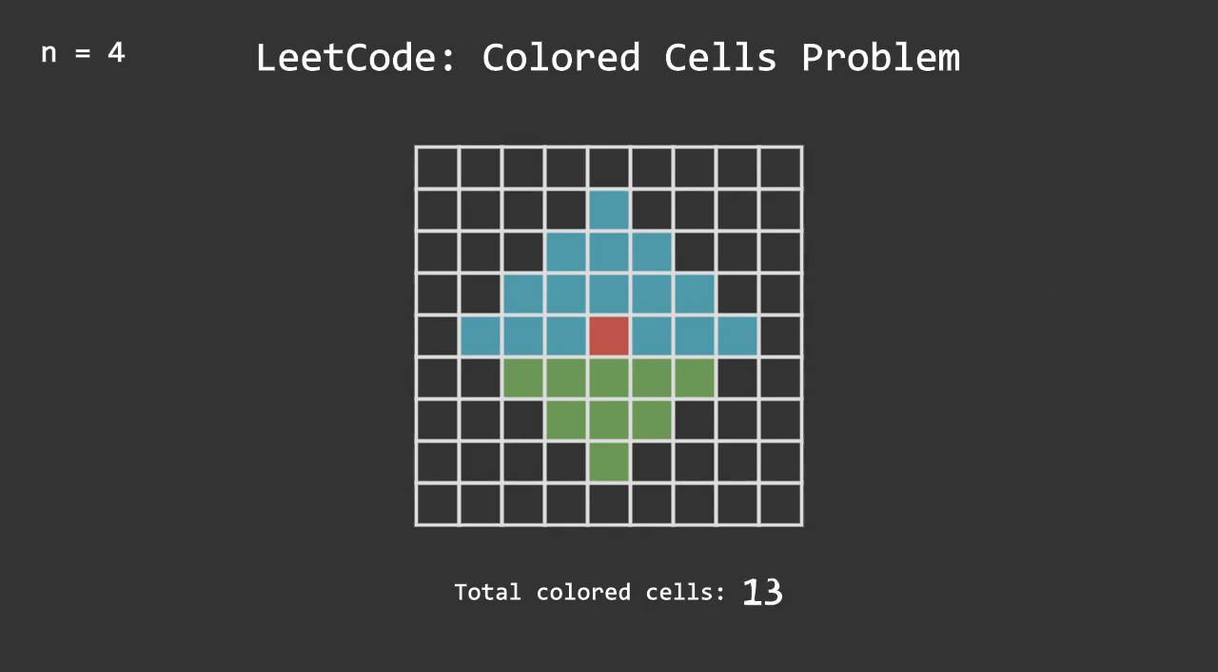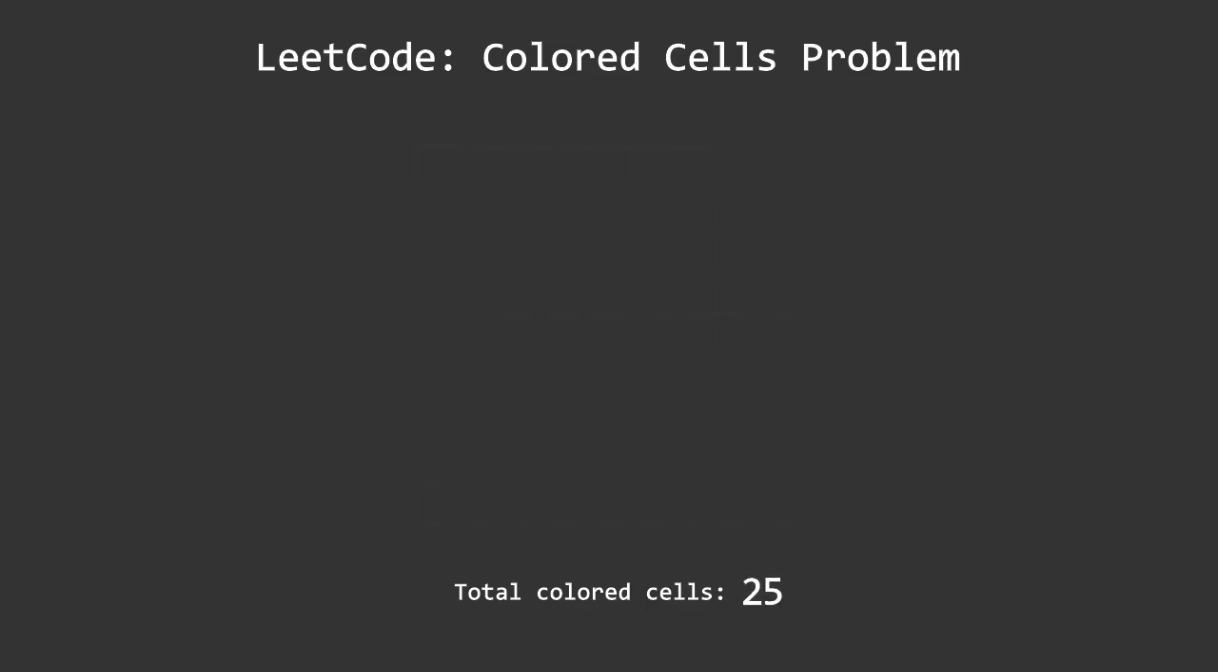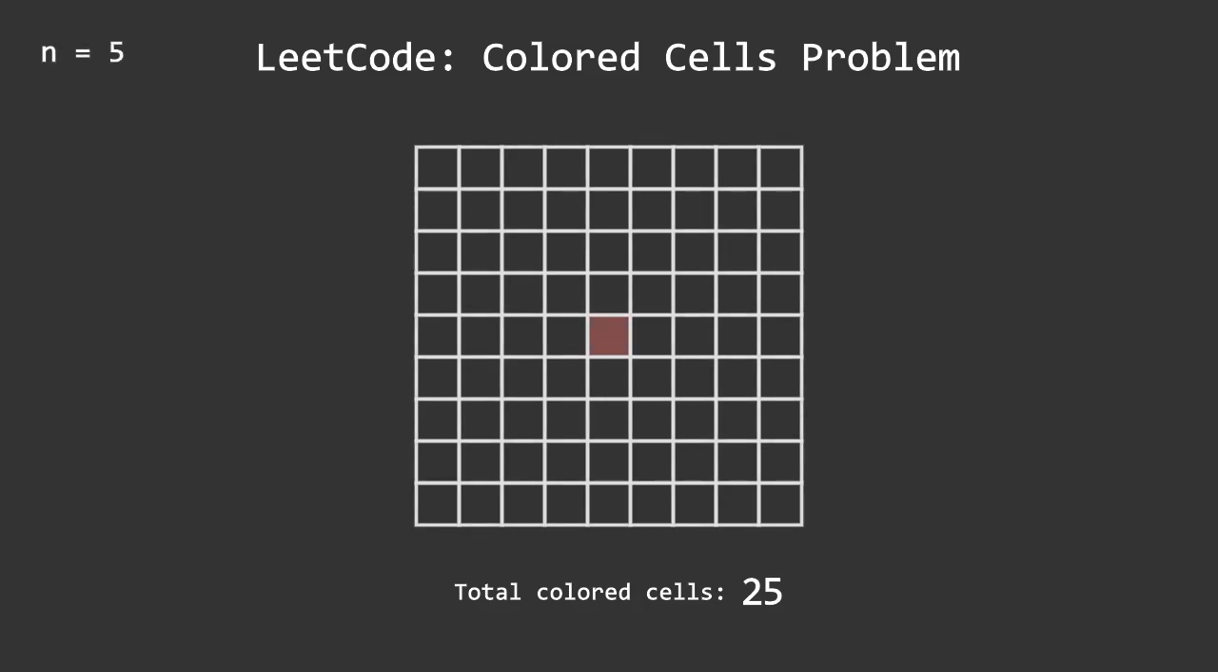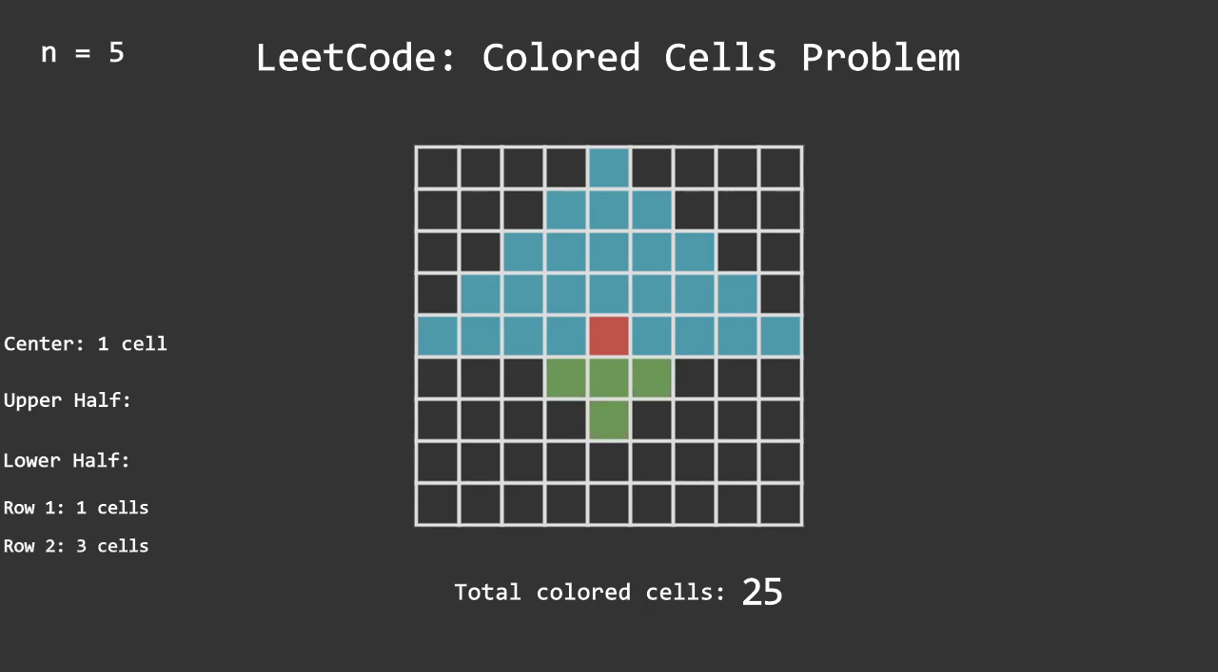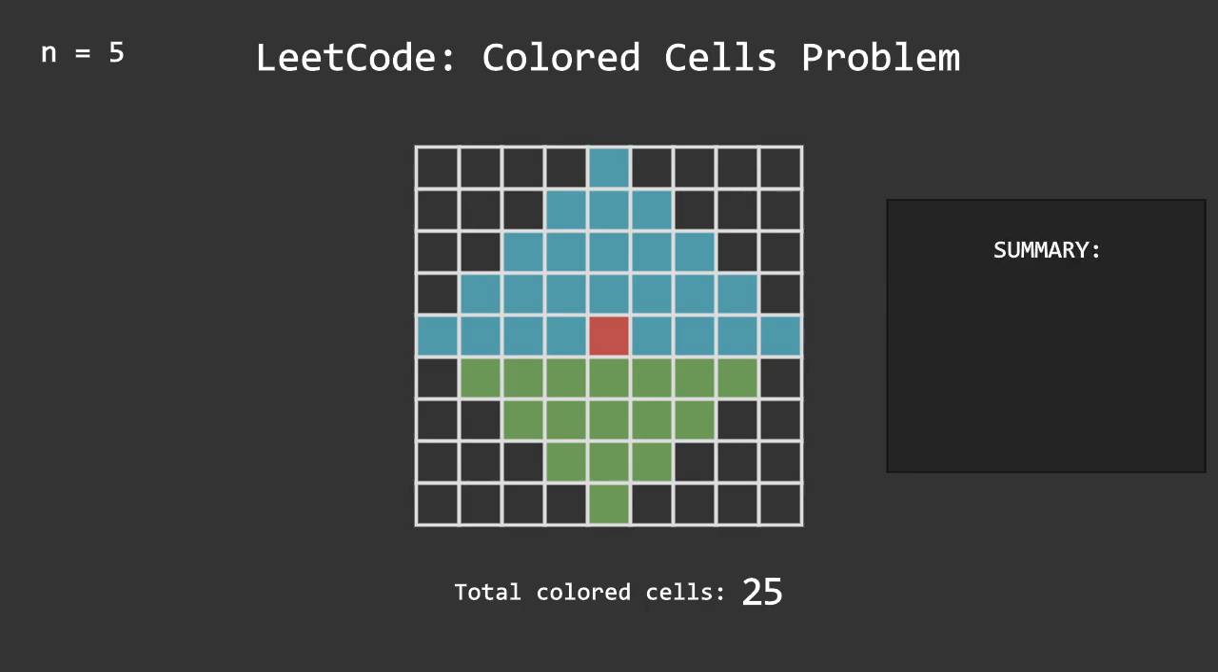Now, let's move to the final iteration, that is n equal to 5. For this iteration, we'll start with the center cell, 1 cell, and the upper half cells are 3 cells, 5 cells, 7 cells, and finally 9 cells. So the pattern is 3, 5, 7, 9. The pattern for the lower half will be 1 cell, 3 cells, 5 cells, and 7 cells. So the eventual pattern will be 1, 3, 5, 7. So when we write the total summary, the center cell will be 1, the upper half cells will equate to 24, and the lower half cells will be equal to 16. Now the total will be 41.